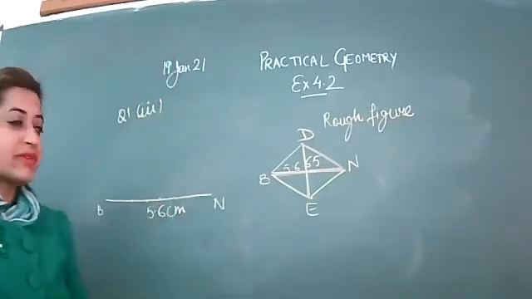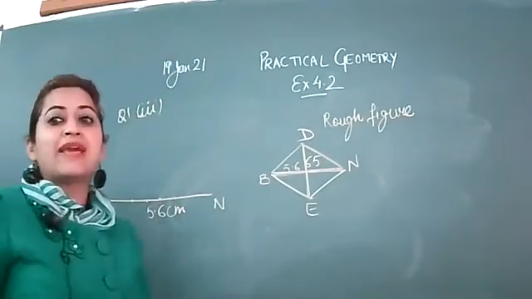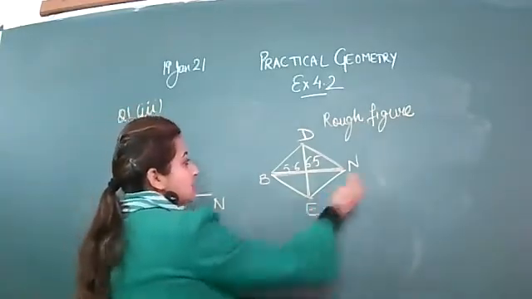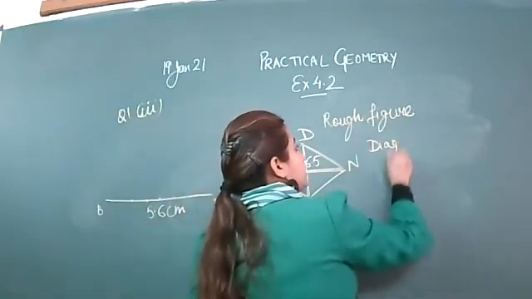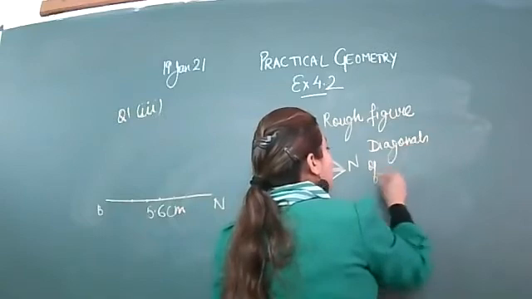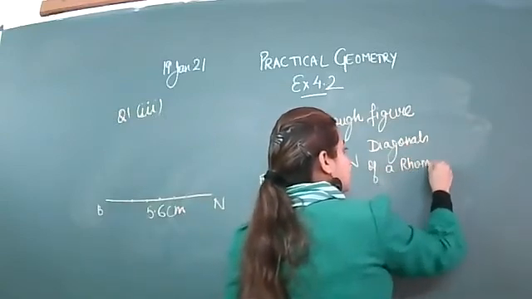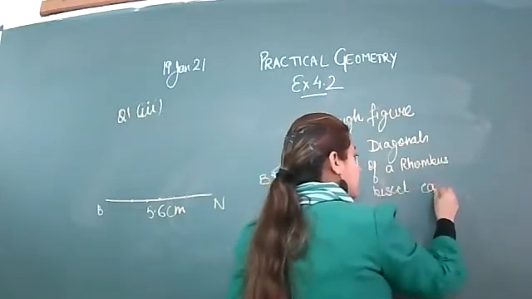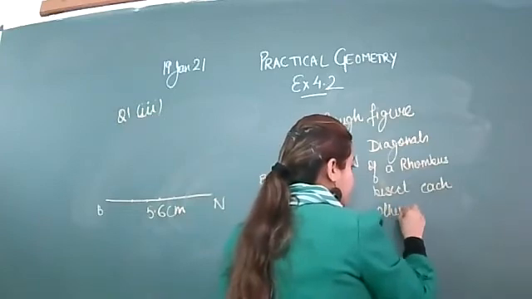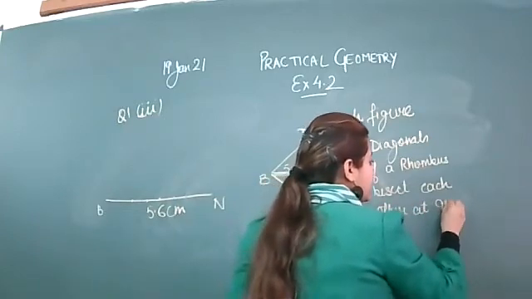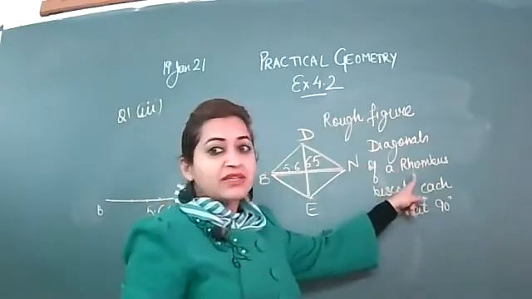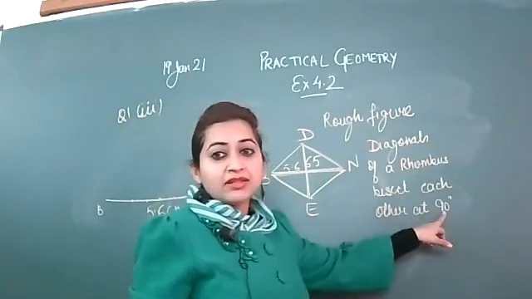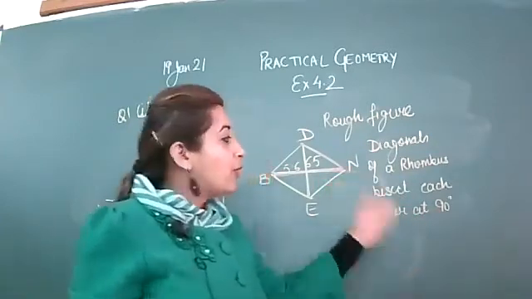Now beta, we will use one result, that the diagonals of the rhombus bisect each other at right angle. So here you will write that diagonals of a rhombus bisect each other at 90 degrees. So we have written 2 words. Firstly, the diagonals bisect each other, means they are dividing each other into 2 equal parts. And the another thing is they are making 90 degrees with each other.